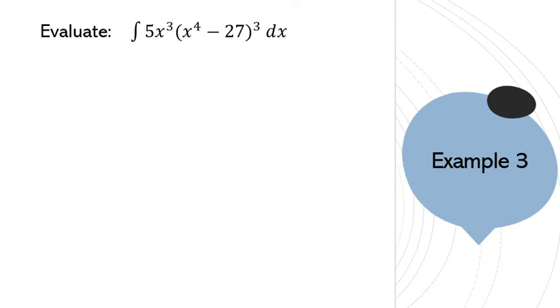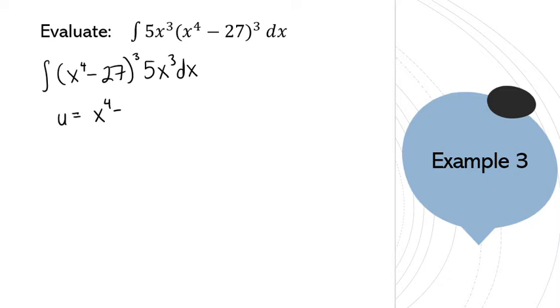So maybe we're getting more confident now. We look at this one, we're like, okay, you told me to rearrange it, I'll do that. But I don't like it. And I'm going to go the long way. Normally I would immediately kick out the 5. But I'm not going to right now. So u is going to be within the brackets, x to the 4 minus 27, which means du with respect to x is 4x cubed.